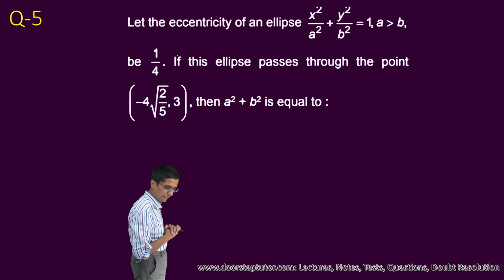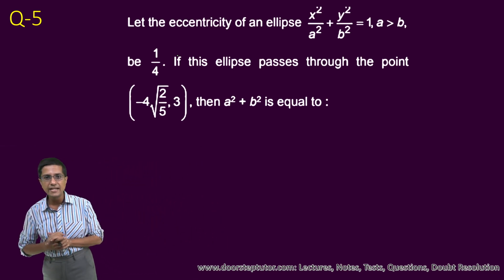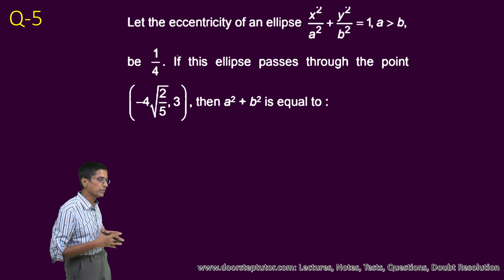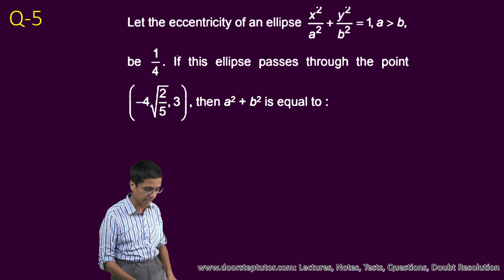Now here we have an ellipse. The equation of the ellipse is given in the standard form. That is not very difficult. We have been told that it has an eccentricity, and the eccentricity is given as 1 by 4. So that is the value which has been given.